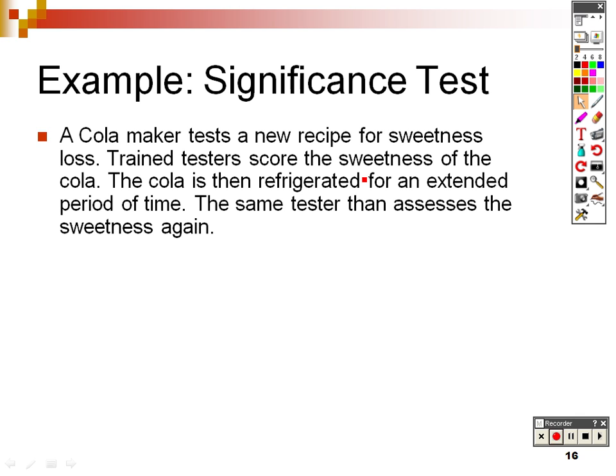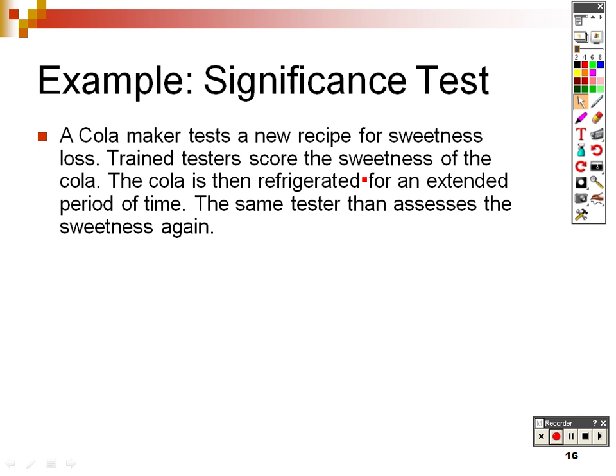This comes out of the book. It's an example in the book. You've got a cola maker, and what the cola maker wants to know is, is there sweetness loss occurring from the time that a cola is produced to the time when it's actually consumed? And so here's what the cola maker does. It hires trained testers. We're going to assume that it's a well-designed experiment. And these trained testers will test the sweetness of the soda. They'll say, you know, this is a level 5 or a level 6 or a level 8.